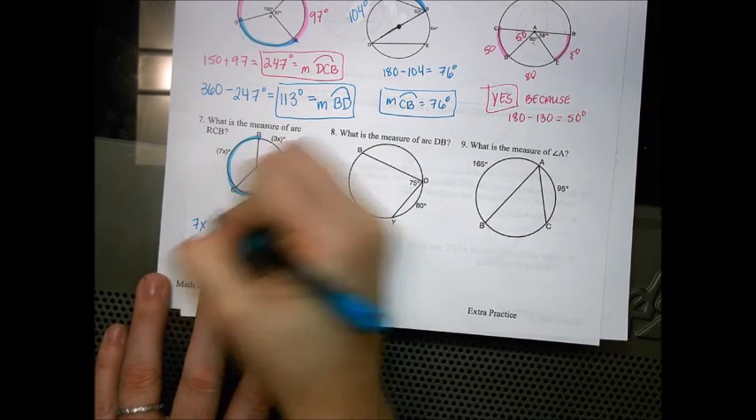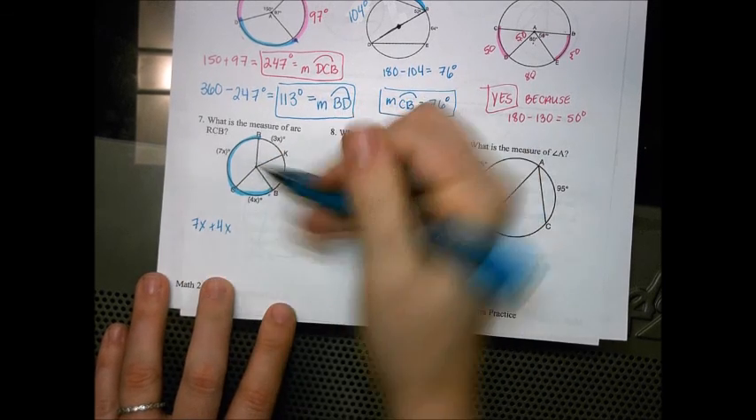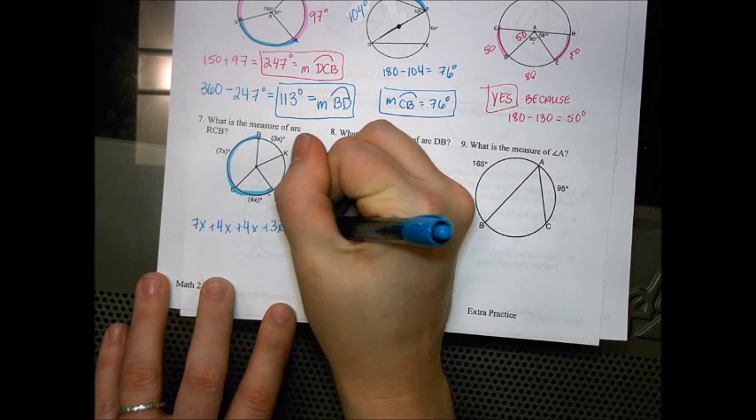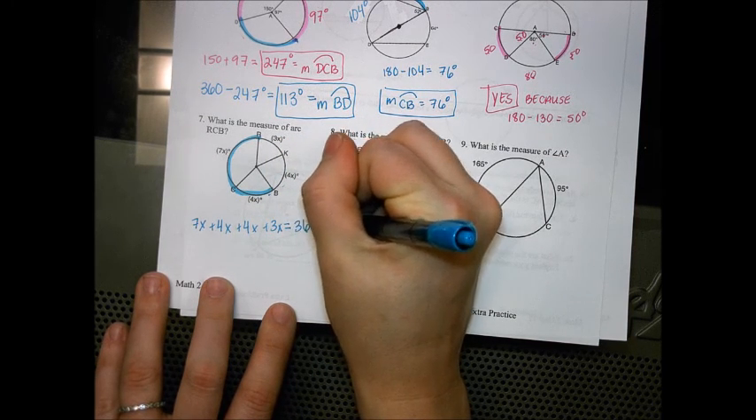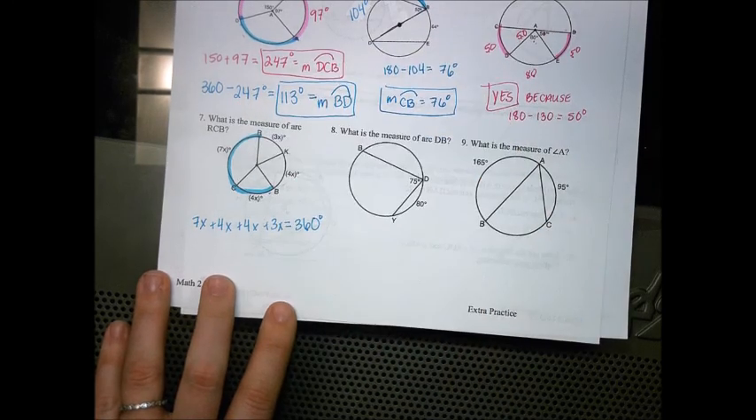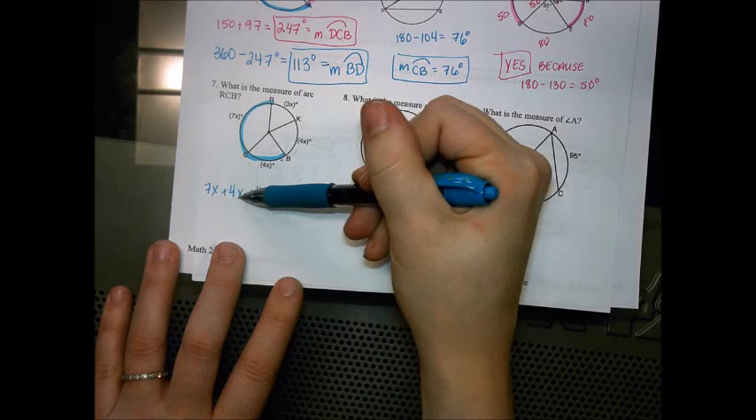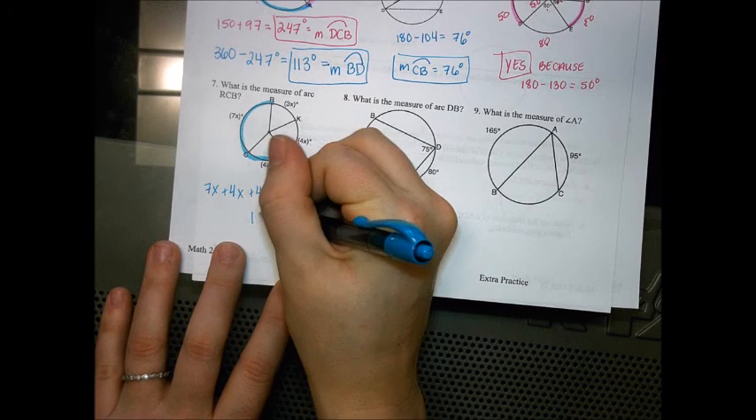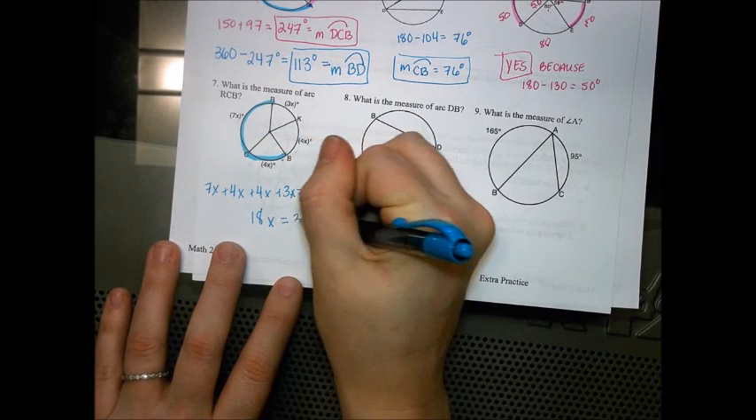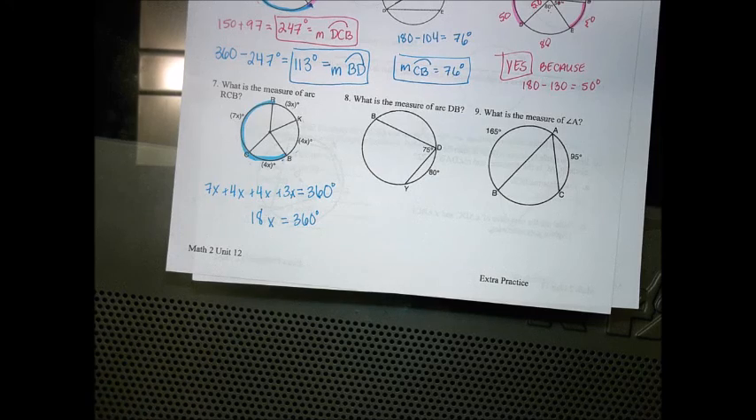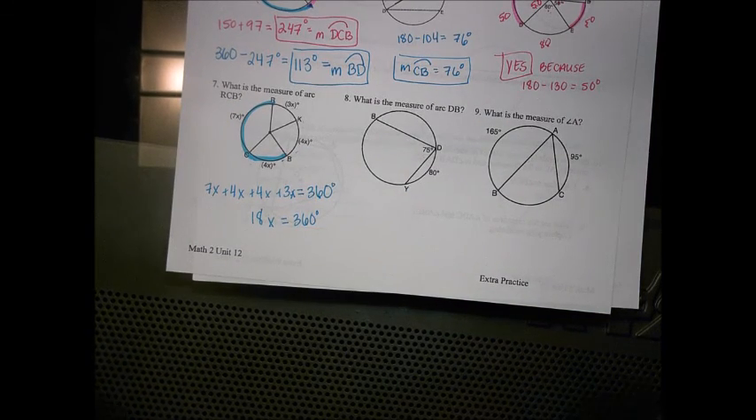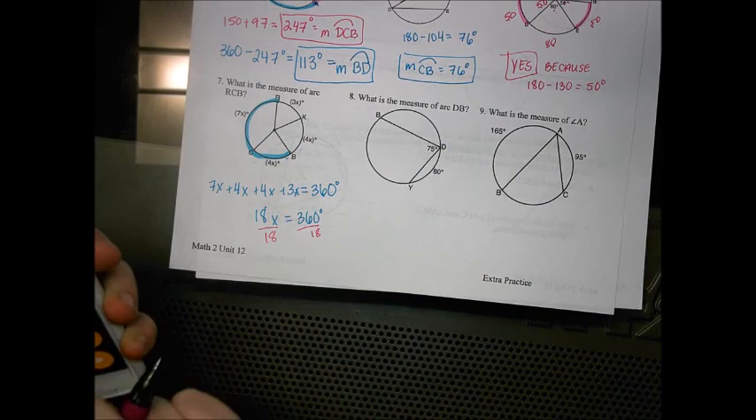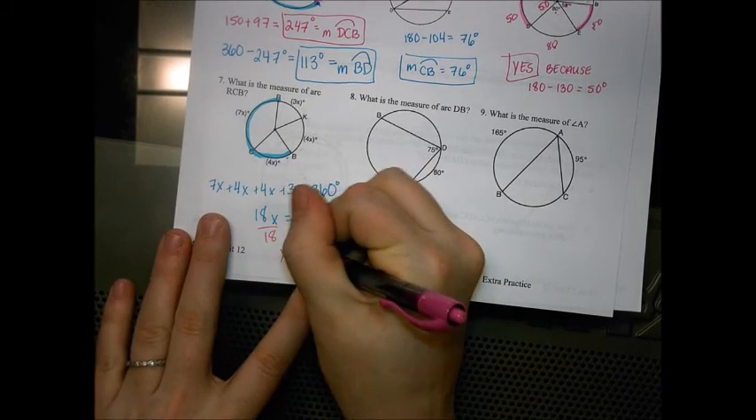So 7x plus 4x plus 4x plus 3x, and set them equal to 360, because one full circle around is 360 degrees. So when I add all these together, 7 plus 4 plus 4 plus 3 gives me 18, so 18x equals 360. So then you're going to do 360 divided by 18, and you get x is equal to 20.